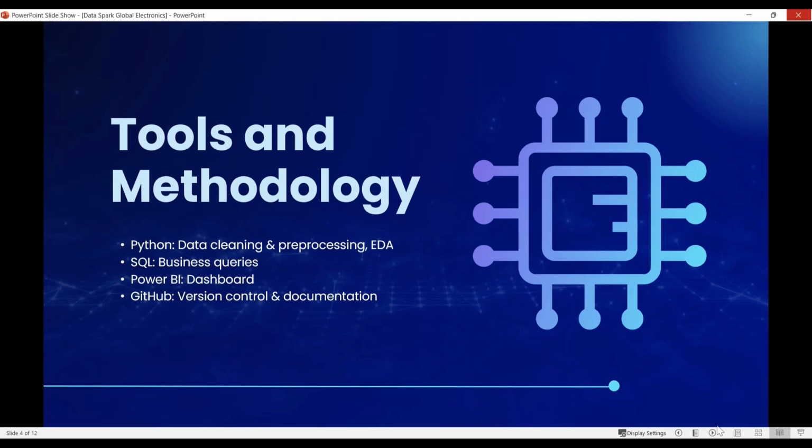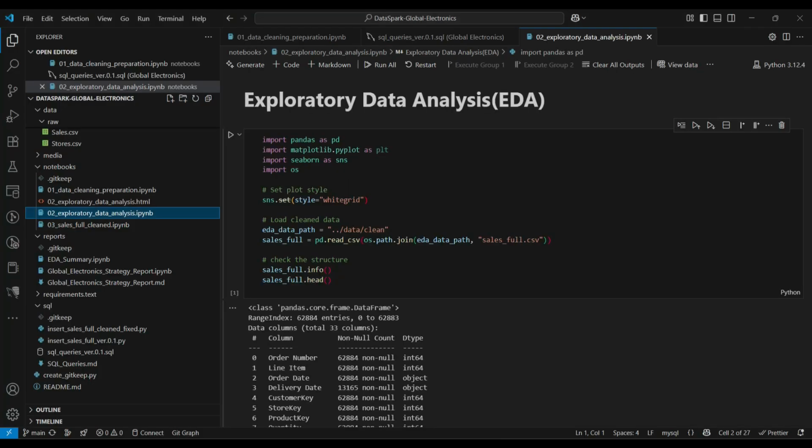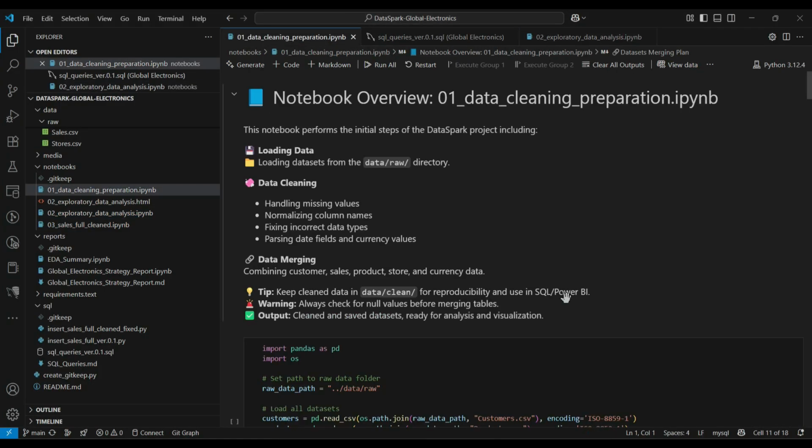Tools and methodology: I used Python for pre-processing and EDA, SQL for querying structured insights, and Power BI for interactive dashboards. All my work was documented and version controlled on GitHub. Let me now walk you through the data cleaning process in Python.